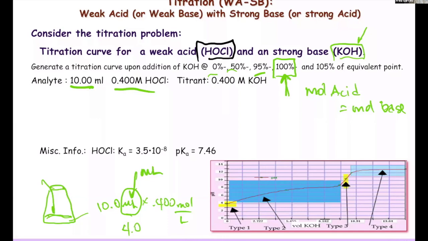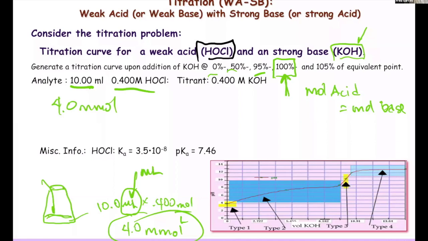Okay, that would be 4 times 10 to the minus 3 moles. But why write 4 times 10 to the minus 3 moles when you can just say 4.0 millimoles? The milli already tells you it's 1 times 10 to the minus 3. You want to use millimoles because you're dealing with milliliters. So this is going to be 4.0 millimoles.